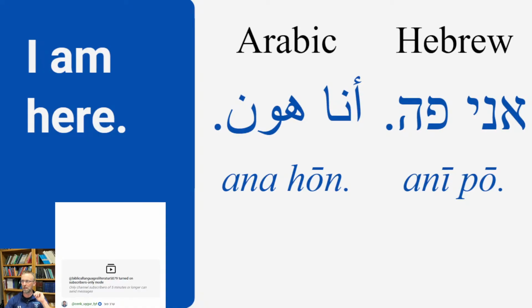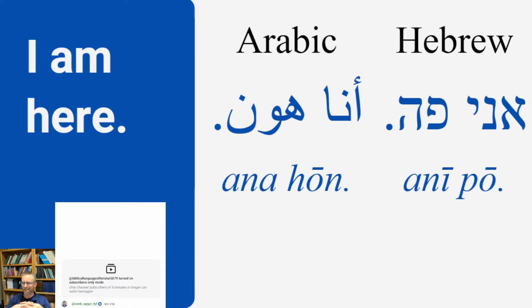All right, so here we go. So in Hebrew, we've got ani po, ani po. So ani means I. The analysis we would give it is the first common singular independent pronoun. It's a subject pronoun. First common singular independent pronoun.